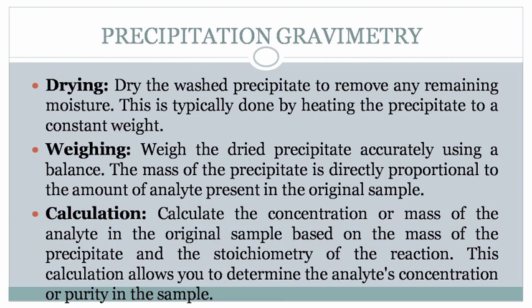Seventh, weighing. Weigh the dried precipitate accurately using a balance. The mass of the precipitate is directly proportional to the amount of analyte present in the original sample. Eighth, calculation. Calculate the concentration or mass of the analyte in the original sample based on the mass of the precipitate and the stoichiometry of the reaction. This calculation allows you to determine the analyte's concentration or purity in the sample.